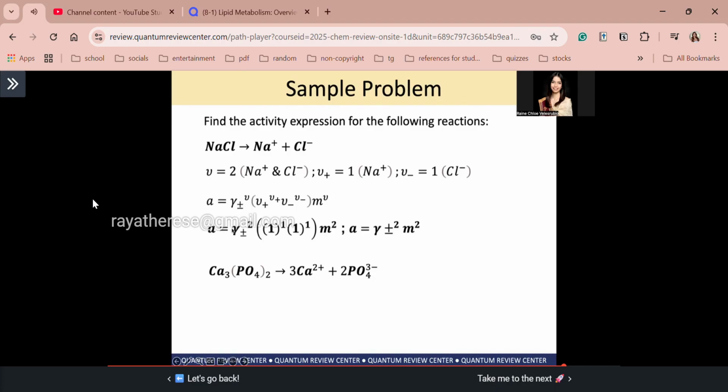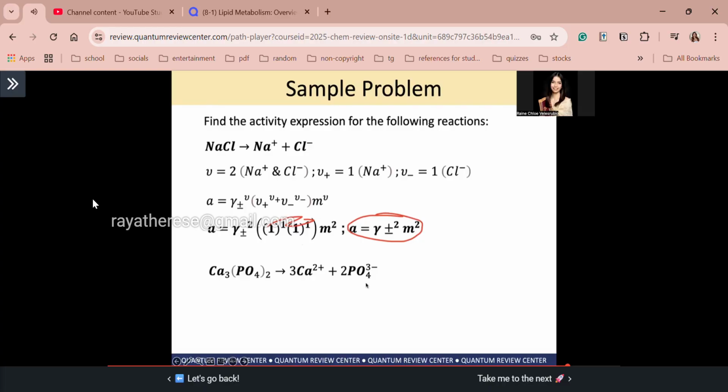We have activity is equal to gamma plus minus squared, times 1 times 1, times m squared. Further simplifying this, we get A is equal to gamma plus minus squared times m squared, because 1 to the power of 1 times 1 to the power of 1 is 1, right? So it's automatic. This is the activity expression for sodium chloride.